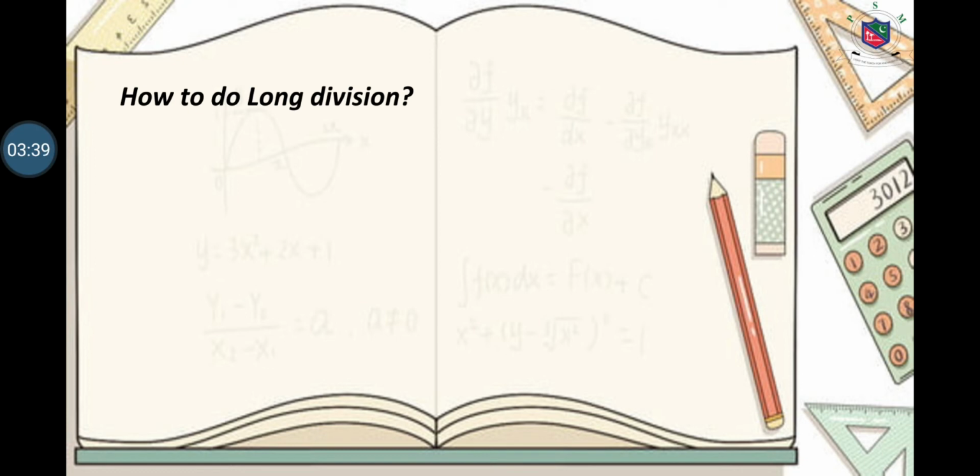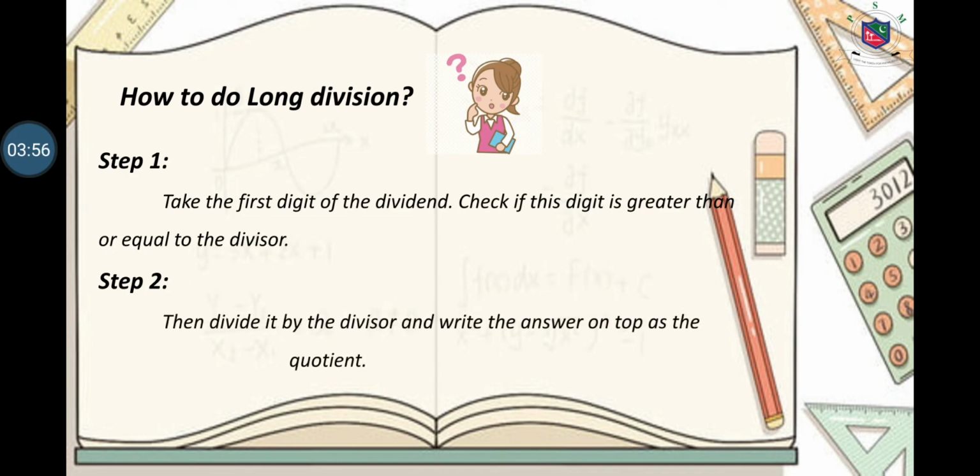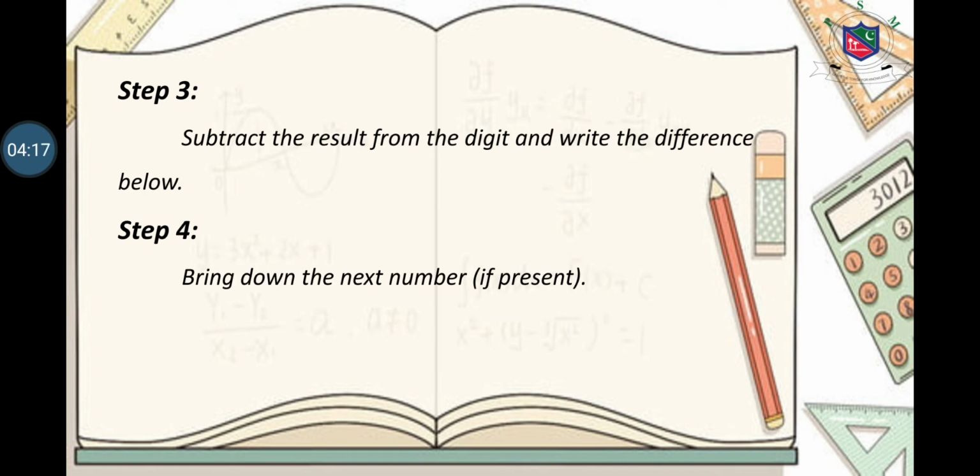How to do long division? In the first step, we take the first digit of the dividend and check if this digit is greater than or equal to the divisor. In the second step, divide it by the divisor and write the answer on top as the quotient. In the third step, subtract the result from the digit and write the difference below. In the fourth step, bring down the next number from the dividend if any number is present. Then we repeat the same process or we get the remainder.